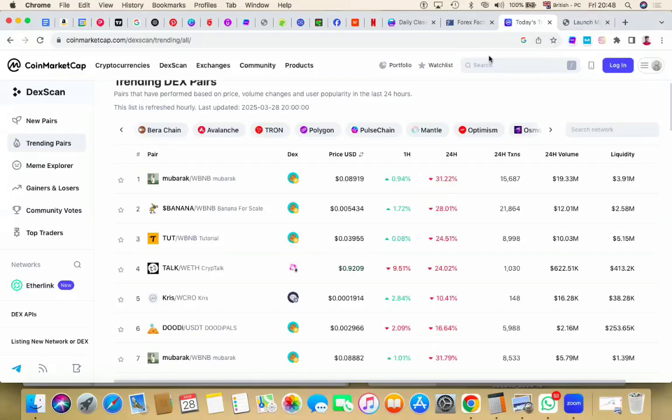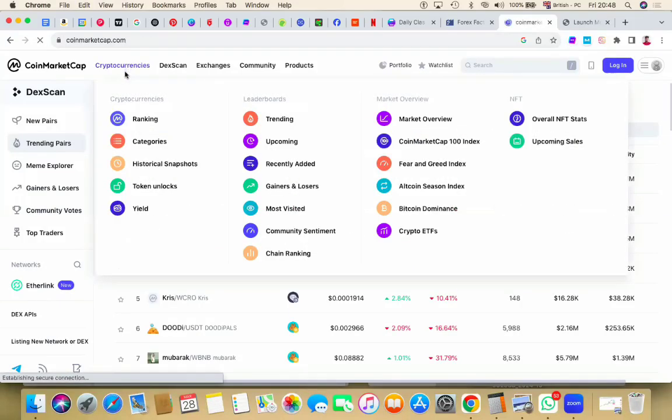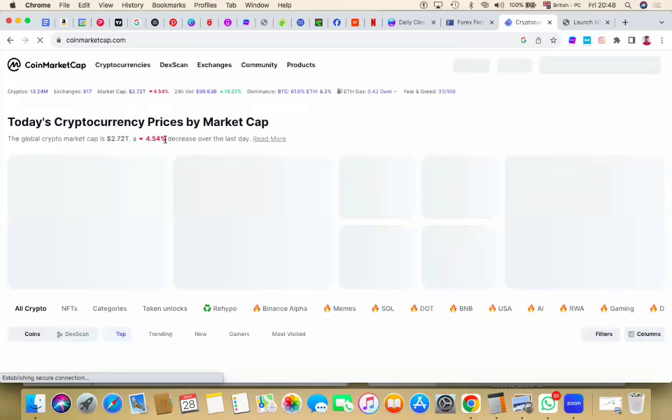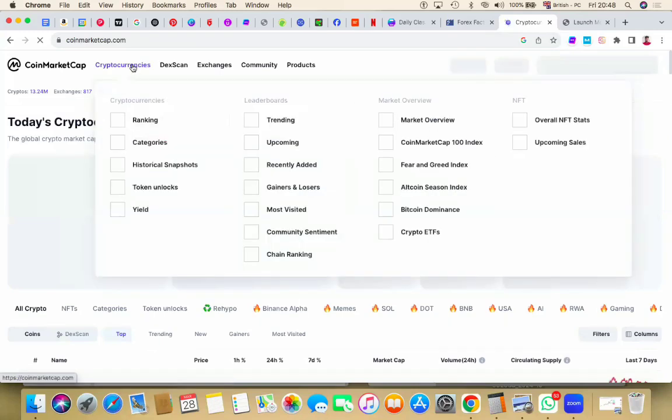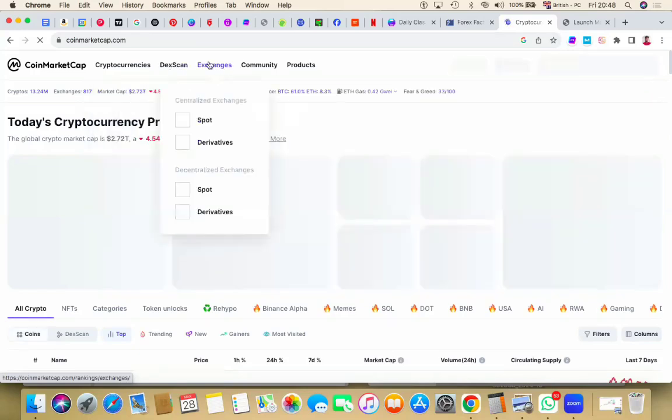Yeah, so this is CoinMarketCap, like I was telling you. We have the currency pairs here, and here we can see the rankings of the cryptocurrencies, the categories. So the coins that are trending currently. The network here is a little bit slow.